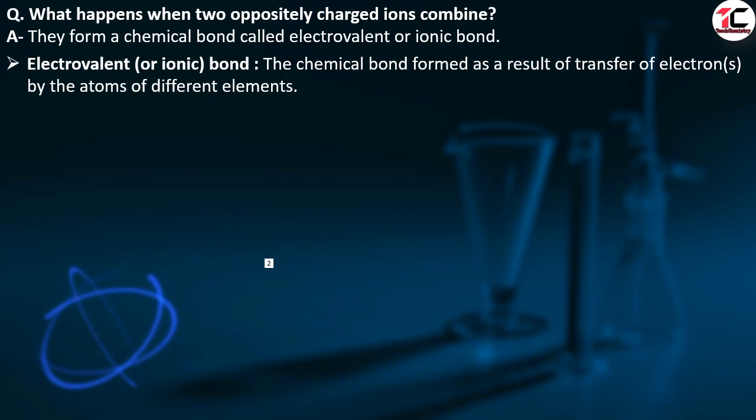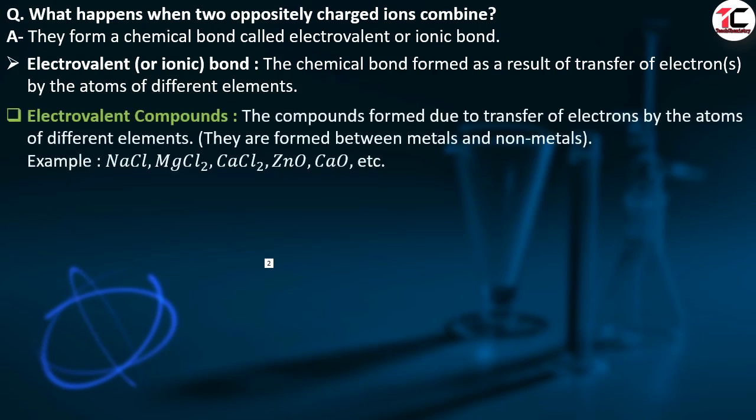Let us see the different electrovalent compounds. Electrovalent compounds are formed due to transfer of electrons by the atoms of different elements, and they are formed between metals and non-metals. Some examples of electrovalent compounds are sodium chloride, magnesium chloride, calcium chloride, zinc oxide, calcium oxide, and many more. In the formula of an electrovalent compound, we write the metal first and the non-metal later.